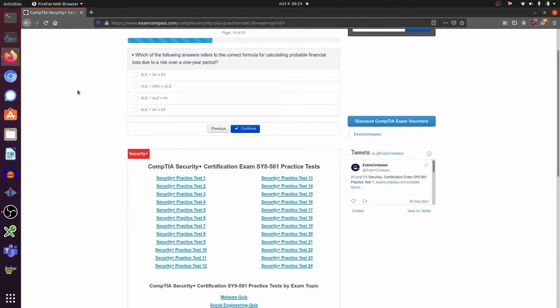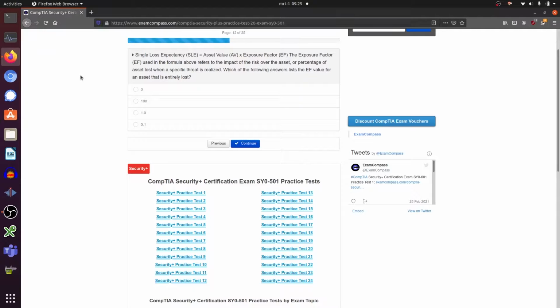Which of the following answers refers to the correct formula for calculating probable financial loss due to risk over a 1-year period? ALE is ARO x SLE. An estimate based on historical data of how often a threat would be successful in exploiting a vulnerability is known as ARO.